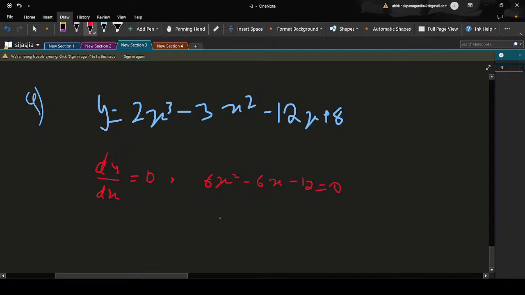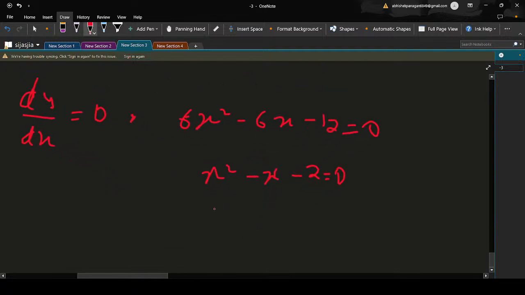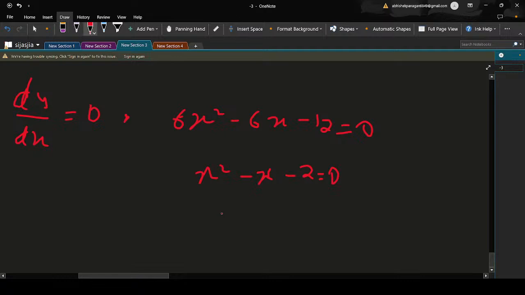This is its derivative. If I cancel out 6 over here, I'm left with x squared minus x minus 2 equals 0. Now this can be further simplified.